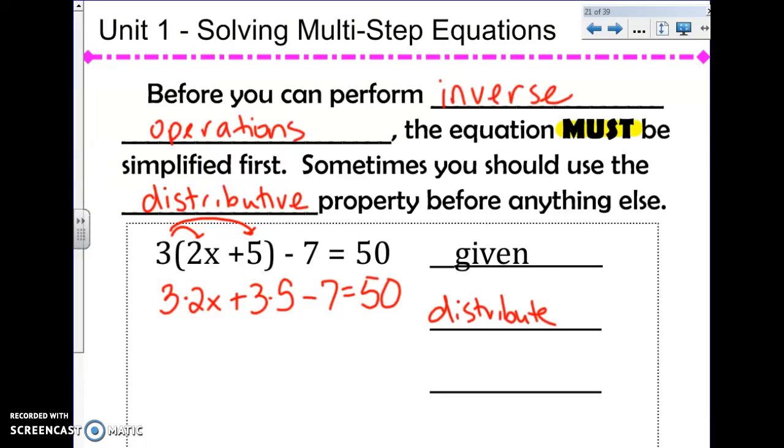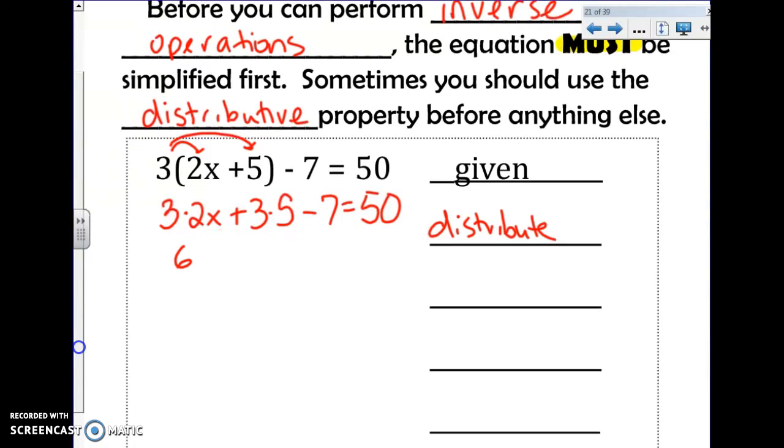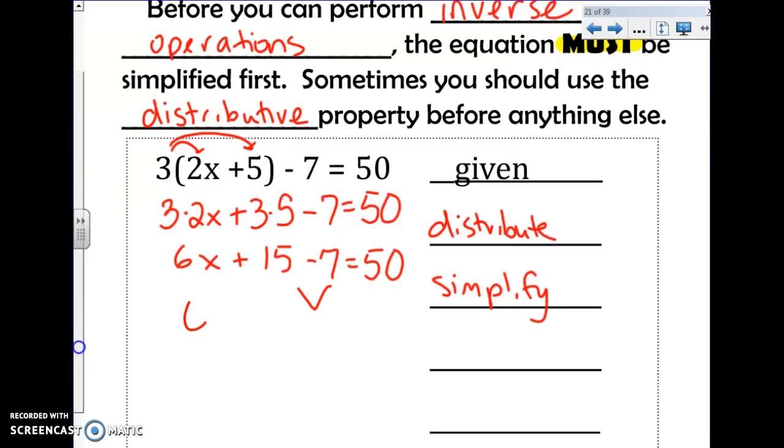Next, you're going to show me that you know how to actually multiply. 3 times 2 is 6x plus 15 minus 7 equals 50. So you multiply it, or you can write simplify. The next thing you want to do is combine your like terms. 6x is the only x term, but I can do 15 minus 7, right? So I get 6x plus 8 equals 50.